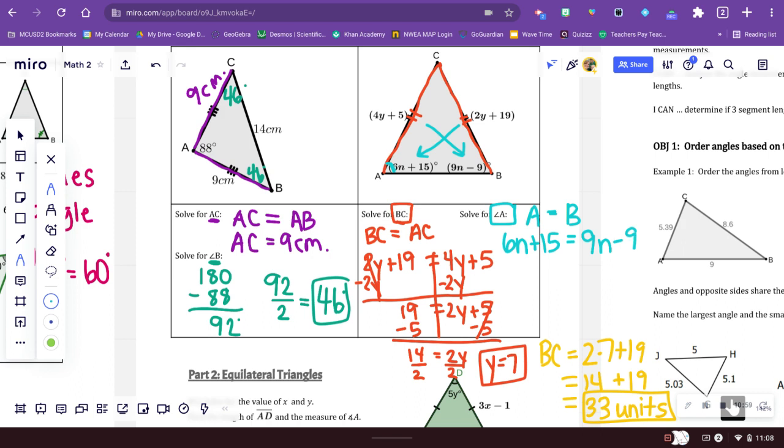So this is going to look very similar to how we solved the first part. Again, we've got variables on both sides, so let's take away the 6n from both.